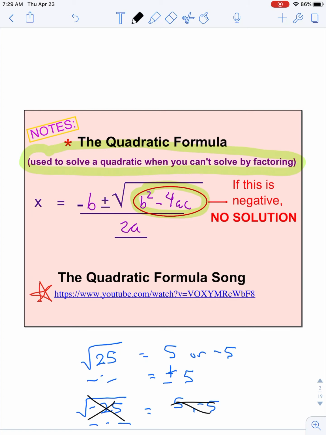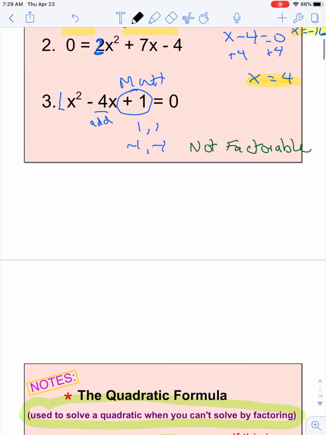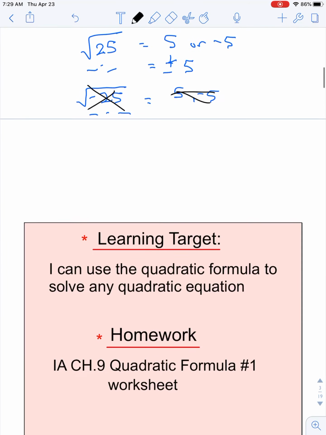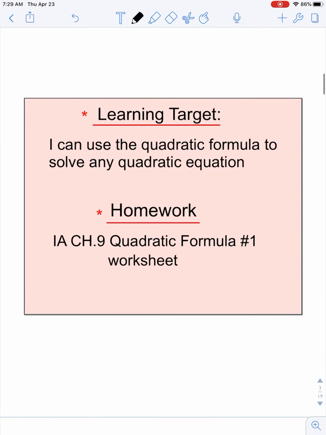So, quadratic formula: x equals negative b plus or minus the square root of b squared minus 4ac, all over 2a. Let's take a look at the one that we set up here that was not factorable, and I'll show you how we can actually solve it with the quadratic formula. Your learning target is to use the quadratic formula to solve any quadratic, and there's going to be a homework worksheet out there in the Schoology Chapter 9 assignment folder.